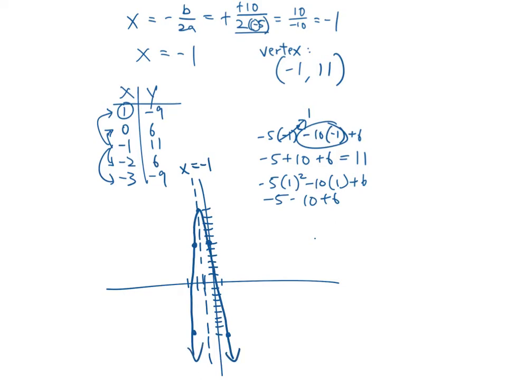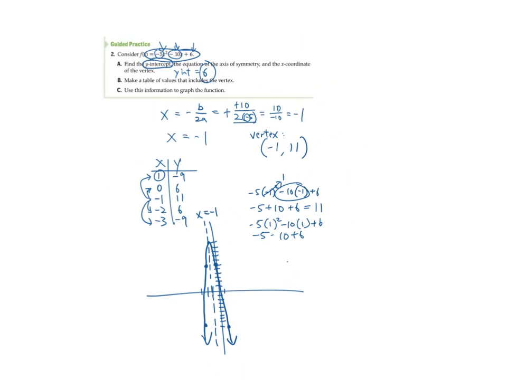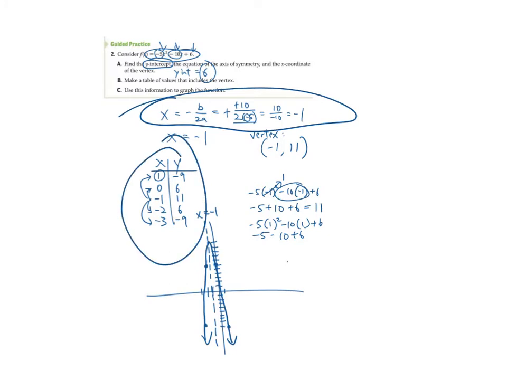And I end up with an upside down parabola. So again, first figure out where the x value of the vertex is by using the axis of symmetry, and then plug in numbers that are close to the axis of symmetry in order to graph your function.